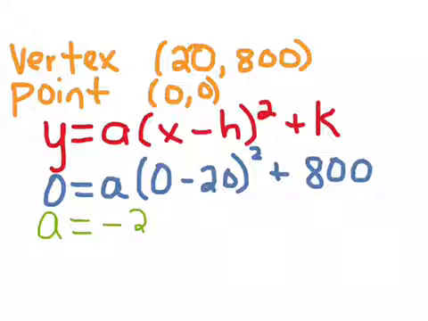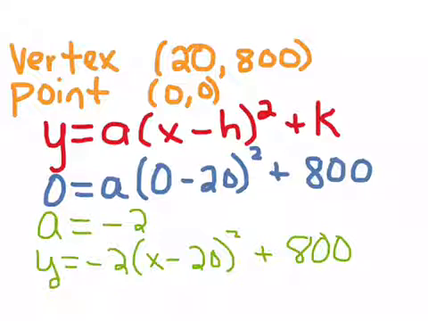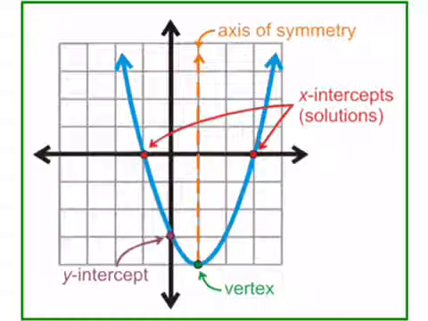Once I do that, now I can set it up and plug it into the form back here. So I have y equals -2(x minus 20) squared plus 800. And there I have it set in the vertex form of my parabola, my quadratic equation.